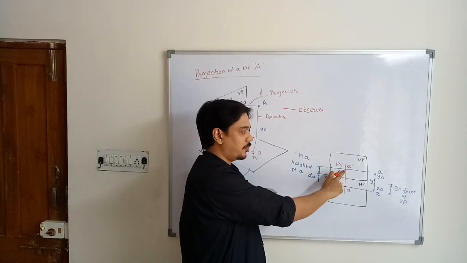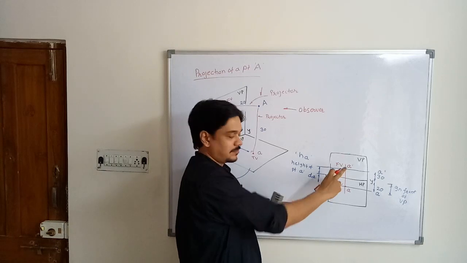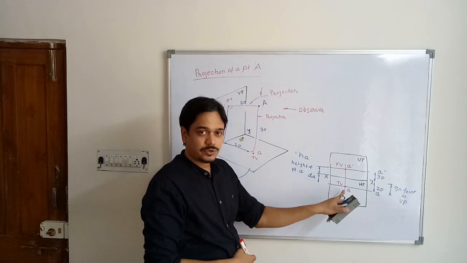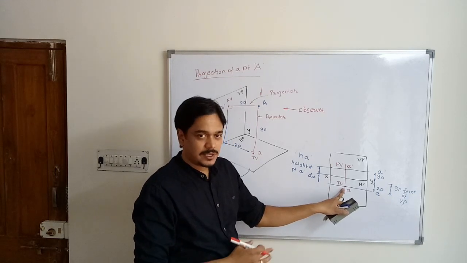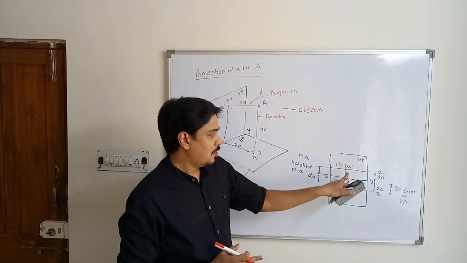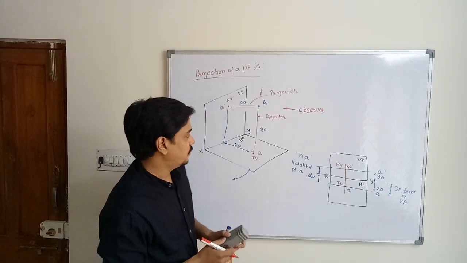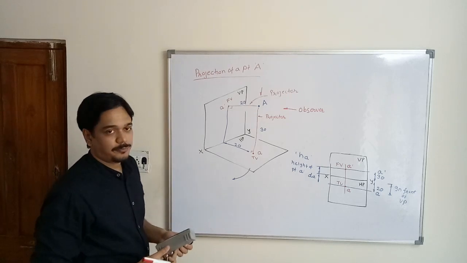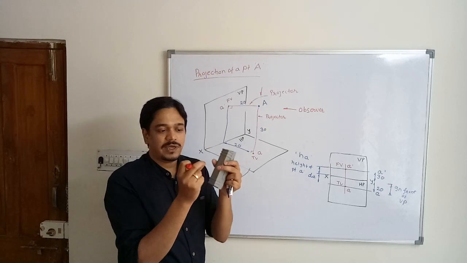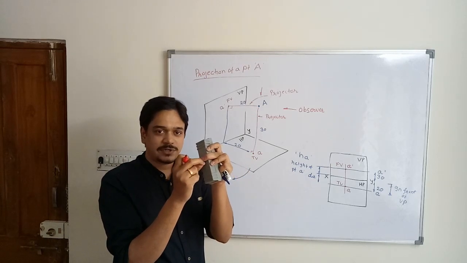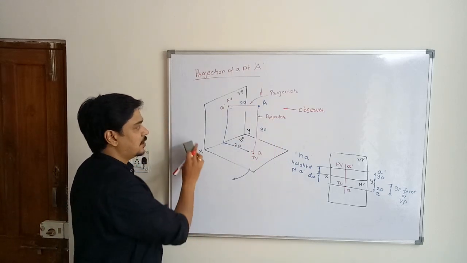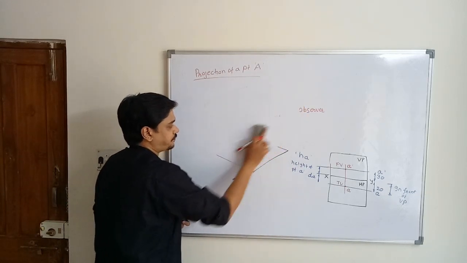The intersection of the horizontal line and the vertical line gives you A dash, and the intersection of the other horizontal line and the vertical line gives you the top view, that is point A. So in this way we have obtained the image or shadow or view of point A. Next is the projection of a line. We started with a point. If you extend the same point, if you stretch that point, you will get a line. So next we will be seeing projection of a line.